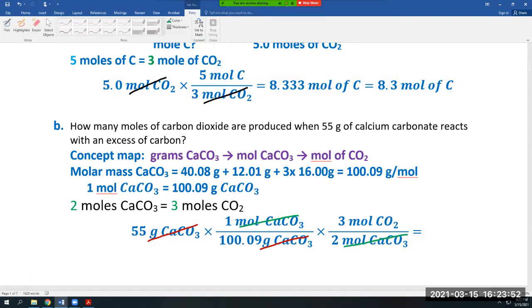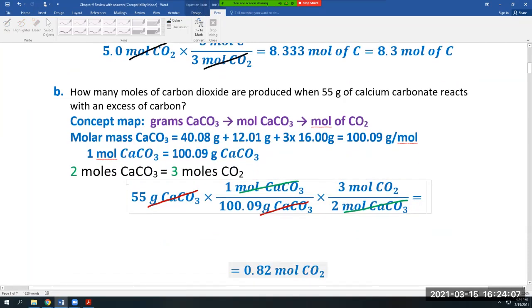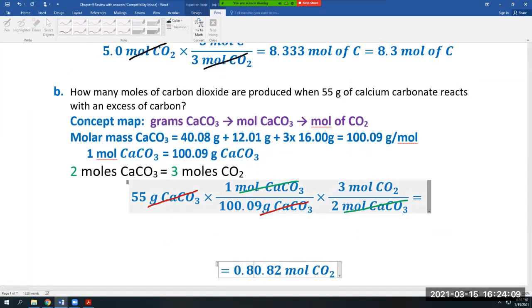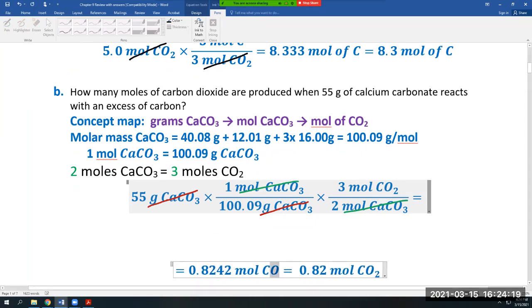And in the calculator, you do 55 grams of CaCO3 divided by 100.09, multiplied by 3 and divided by 2. So the calculator answer is 0.8242, etc. And that's moles of CO2.